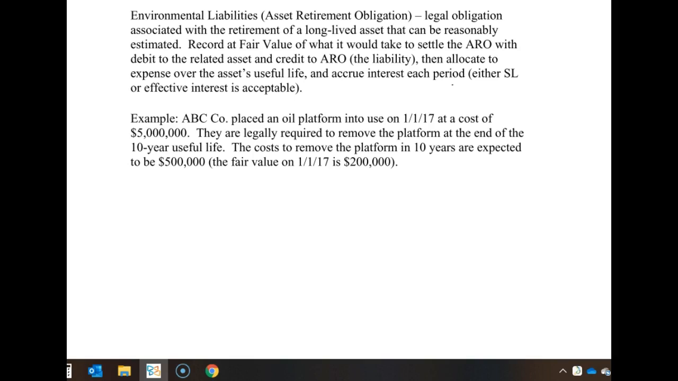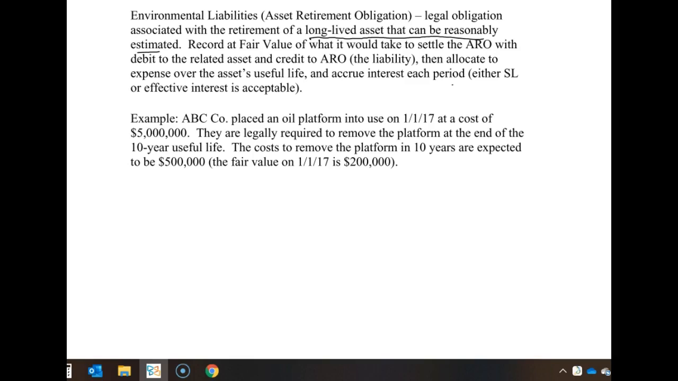All right, so what is an asset retirement obligation? Basically, we sometimes have an obligation to clean up or remove or restore something at the end of using an asset. It's a legal obligation associated with the retirement of a long-lived asset that can be reasonably estimated. So how do we account for this?